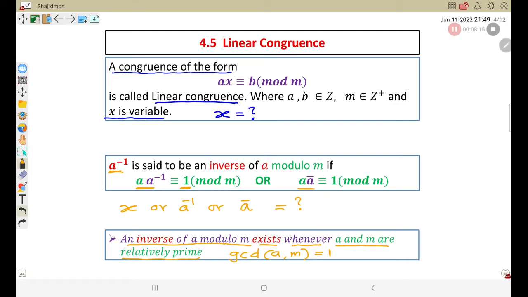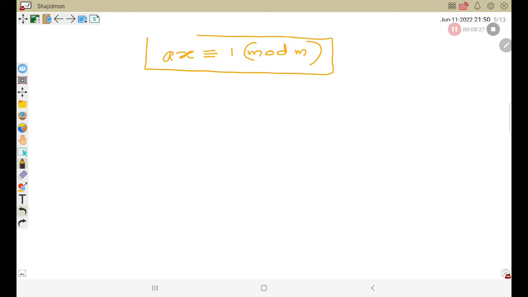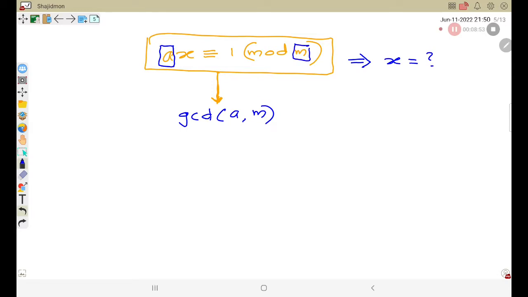So what is the condition here? Be careful. If you get a congruence equation Ax congruent to 1 mod M, where B we are taking as 1, as I told you, and the question is to find the solution x, then to find x, first we need to check the GCD of the numbers A and M. The GCD of A and M should be equal to 1. Then only the solution exists, then only we can find the x value.